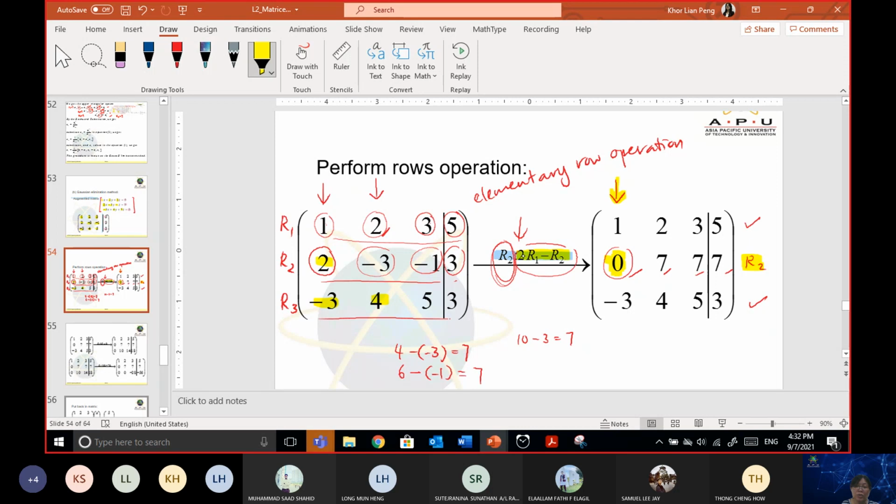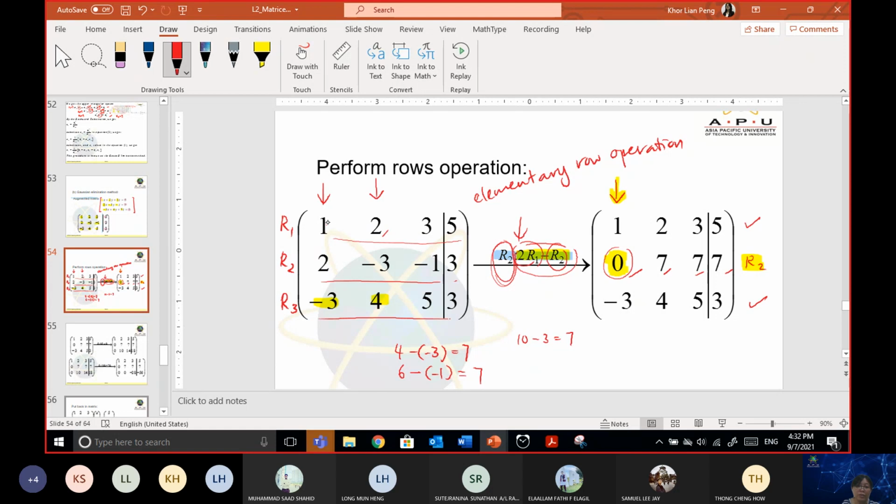I'm taking 2 multiplied by R1 minus R2, because when I take 2 R1 minus R2, I can get a 0 for this value. Can you see this one is 2R1 minus R2? It means 2 multiplied with row 1, minus row 2.